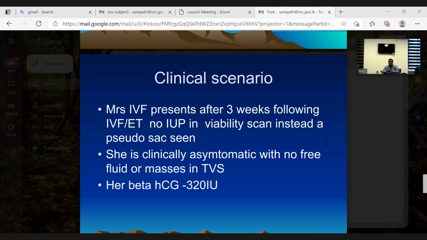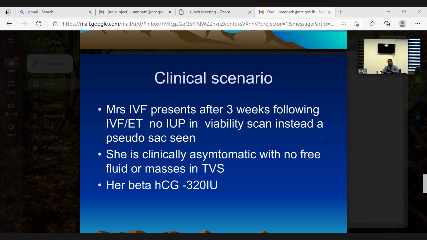Mrs. IVF presents 3 weeks following IVF and embryo transfer, and ultrasound detects no intrauterine pregnancy. Instead, you see a donut ring shell, a pseudo sac.